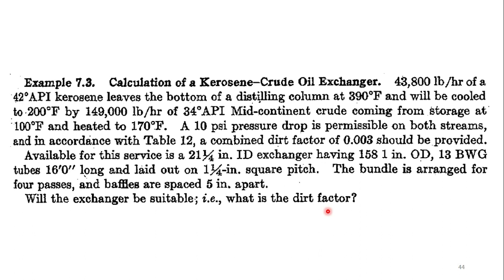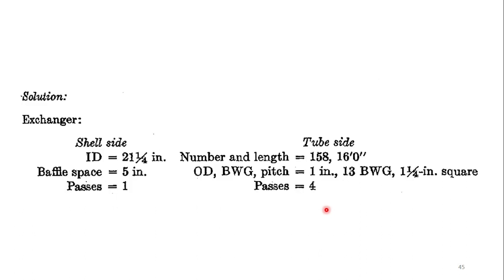Let me just go to the solution of the heat exchanger design. So the parameters which are given for the shell side are the internal diameter, the baffle spacing and the number of passes. Similarly for the tube side, which are the number of tubes and the length of the tubes, internal and outer diameter, Birmingham wire gauge, and the pitch and the number of passes.